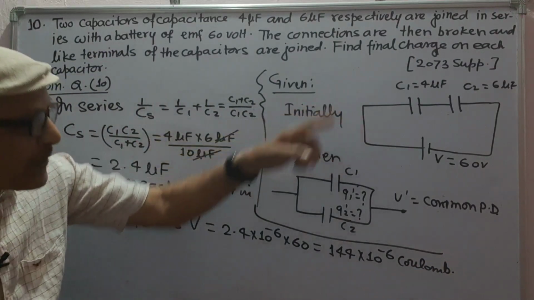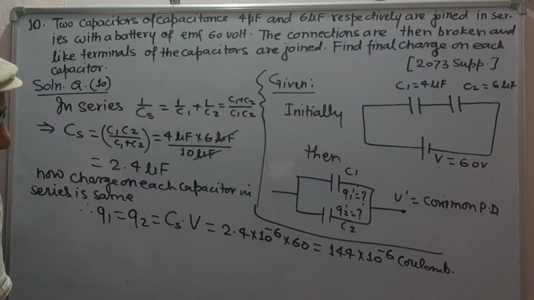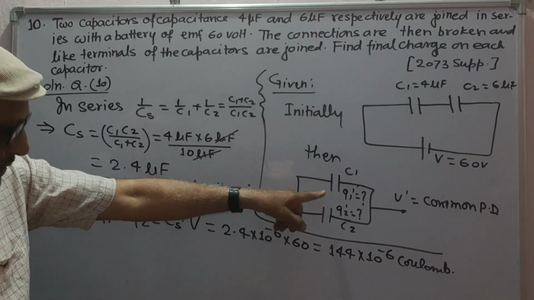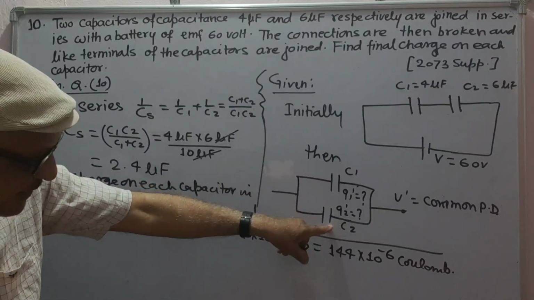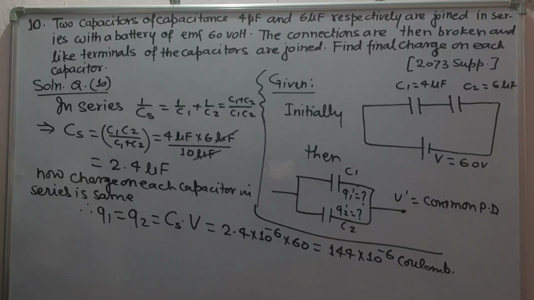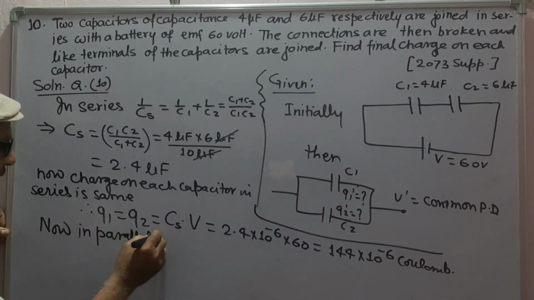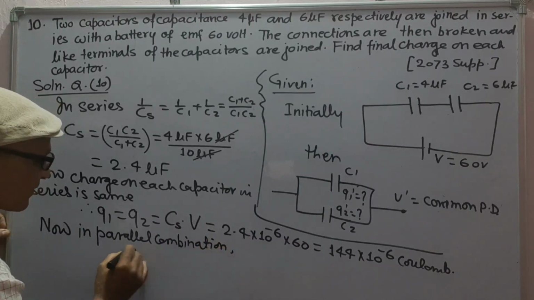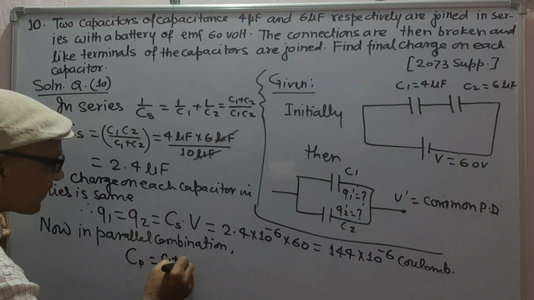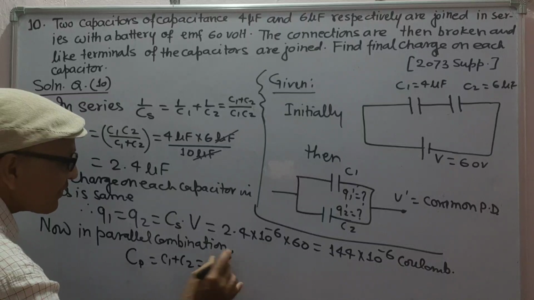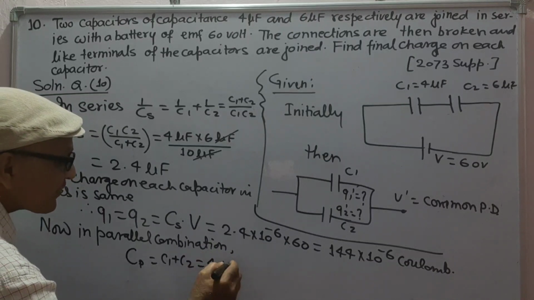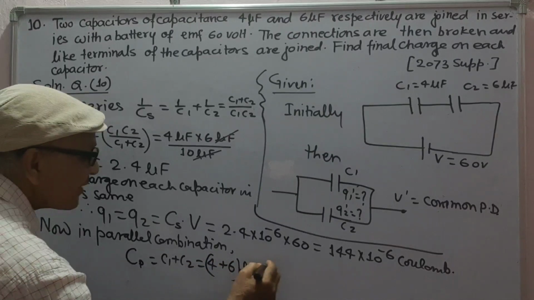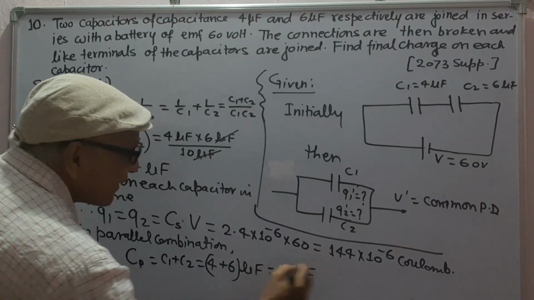Now when these two capacitors are disconnected from battery and are connected in parallel, that is left terminal with left and right terminal with right, means both are connected in parallel, then in parallel combination, C parallel will be equal to C1 plus C2, 6 plus 4, which is 10 microfarad.